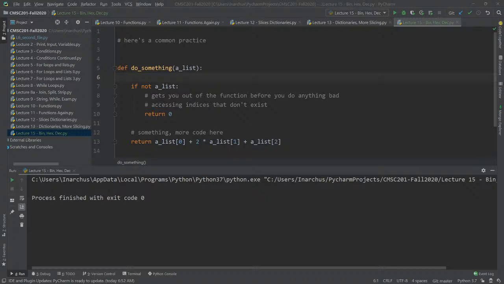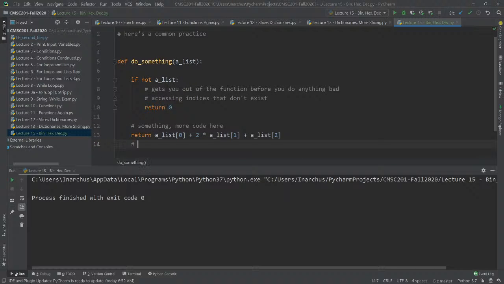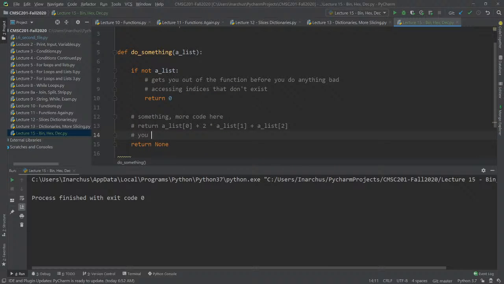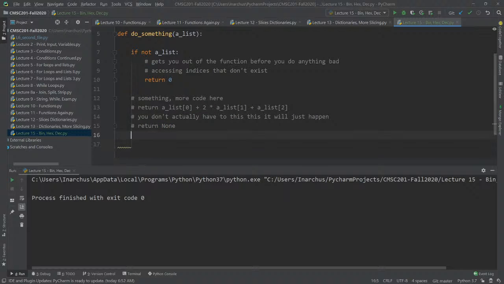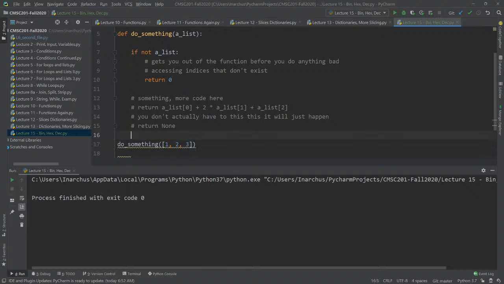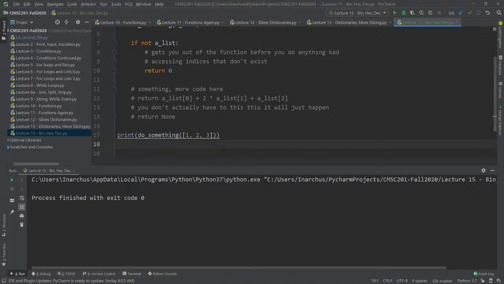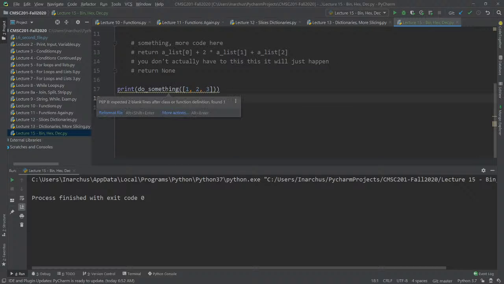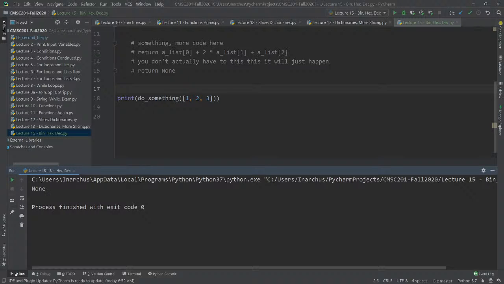Return none is sort of hidden at the end of functions. Yeah, so the way to think of it is like, if I don't put a return into a function, there's a secret return none here. And so you don't actually have to type this. It will just happen. Let's put in do something with the list 1, 2, 3, so it's not going to punch out here. And if we print this out, you see here, it's going to print out none.